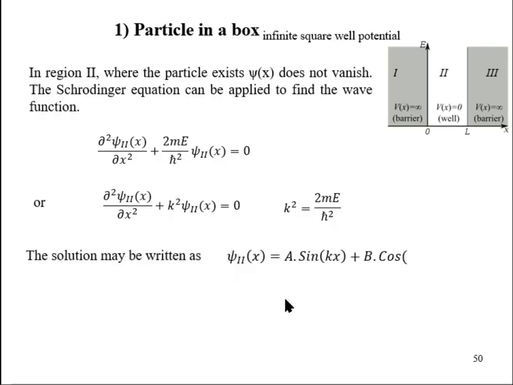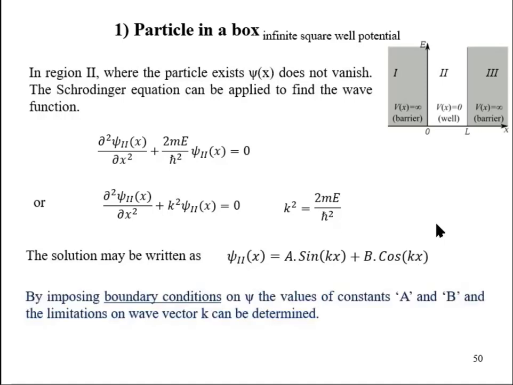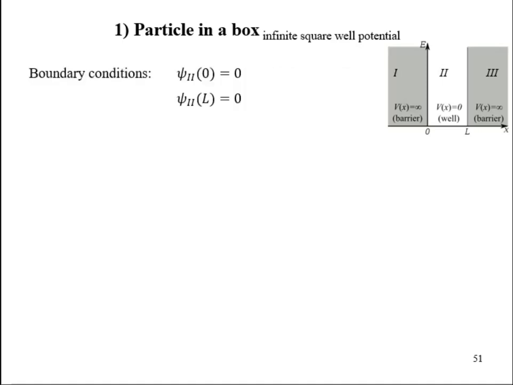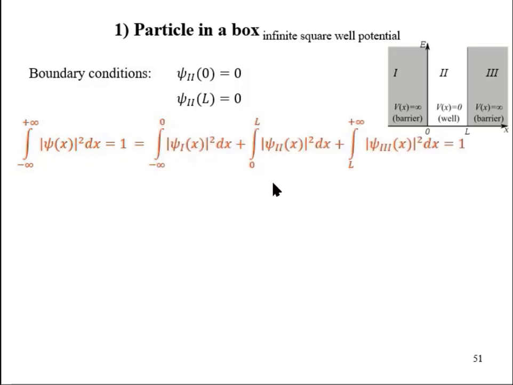We need to find the values of a, b and k. And for this we will apply a few boundary conditions. These boundary value conditions are the following. The vanishing wave function at the walls of the well, say psi 2 at x equal to 0 is 0 and psi 2 at x equal to L is equal to 0. And the normalization condition. The limits minus infinity to positive infinity of the definite integral can be divided into minus infinity to 0, 0 to L and L to positive infinity.